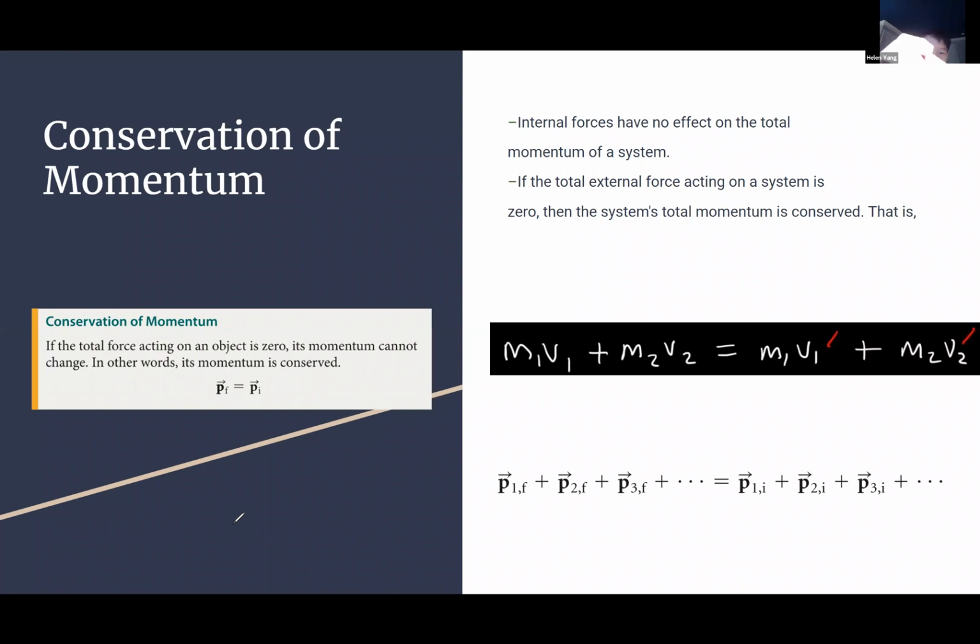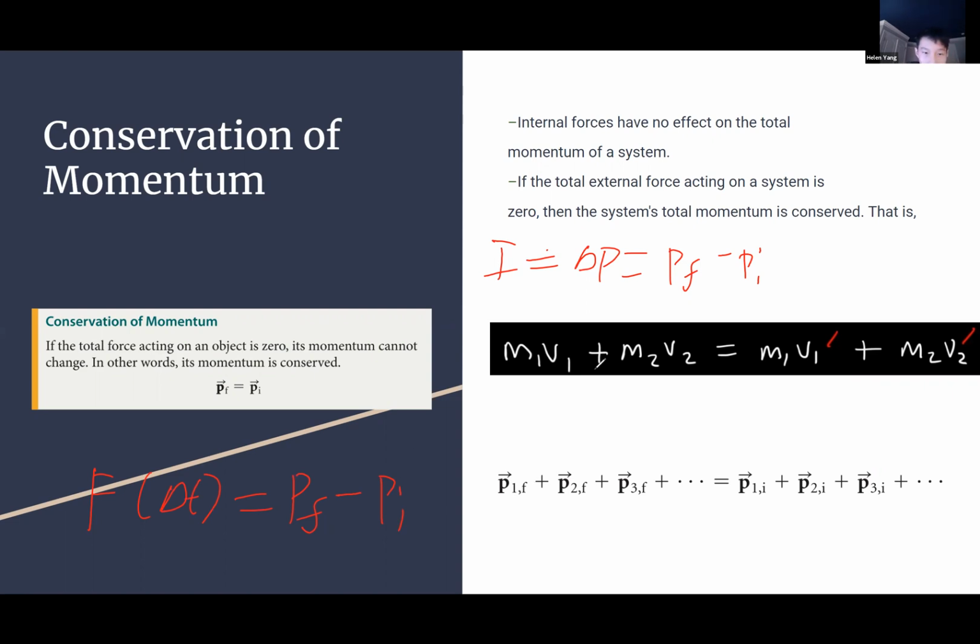Okay. And now we'll talk about the conservation of momentum. The conservation of momentum is when the total momentum of a system is conserved. And you also derive this from the impulse momentum theorem. So if you write impulse is equal to delta p, or p final minus p initial, you would write force times delta t is equal to the final momentum minus the initial momentum.